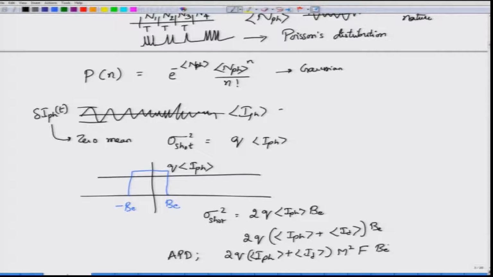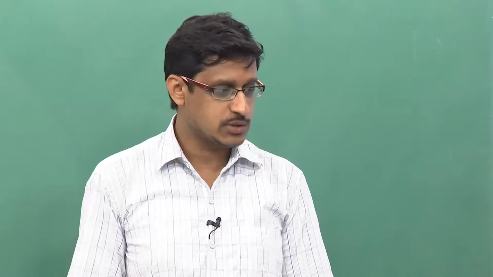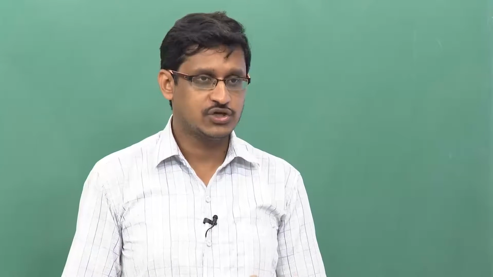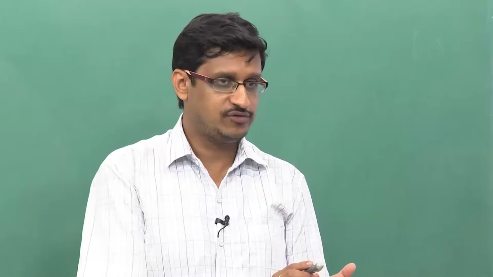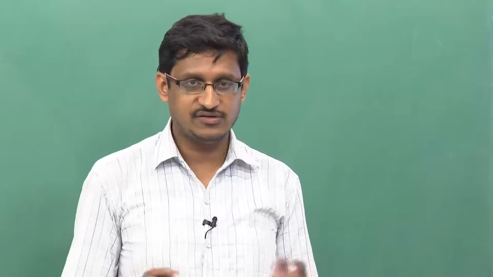So, this excess factor, M square into F, is because of the APD structure. Okay. So, we will stop at this point. We have looked at the noise processes in the photodiodes. In the next module, we will give a small introduction to the other noise process, which is thermal noise, and then we will put all these things together to discuss the signal to noise ratio aspects of a simple photodetector circuit. Thank you very much.